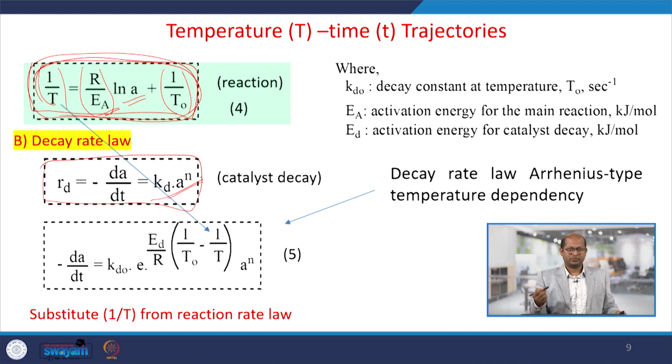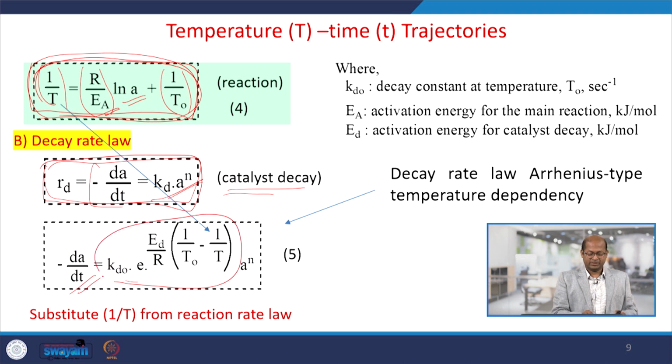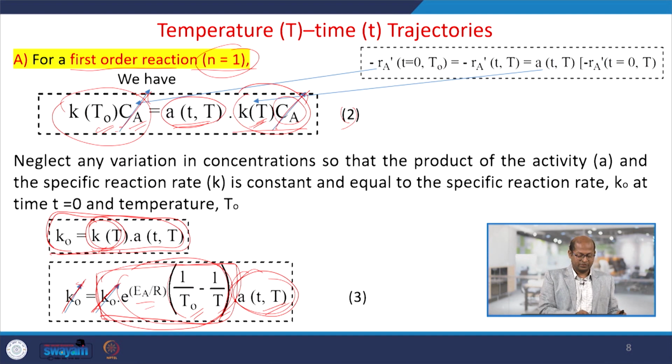The n may be 1, 2, 0.5, any numbers. So, then for this catalyst decay rate law we can write this way. Kd we can express in terms of Arrhenius equations, similarly to what we have expressed for the reaction's rate constant.